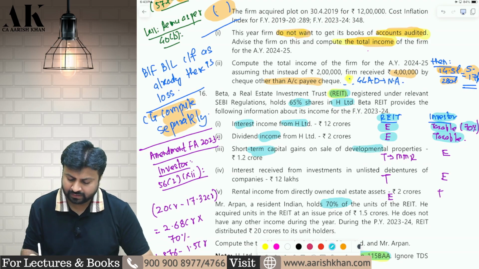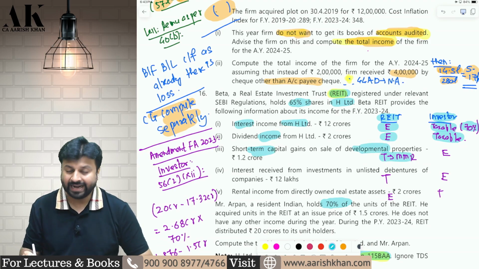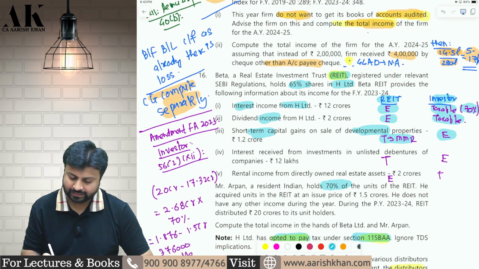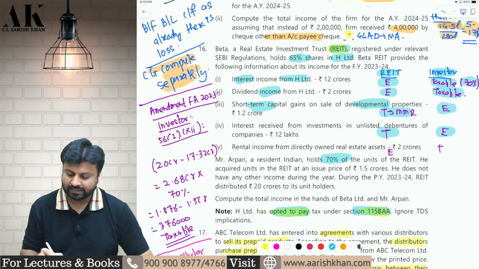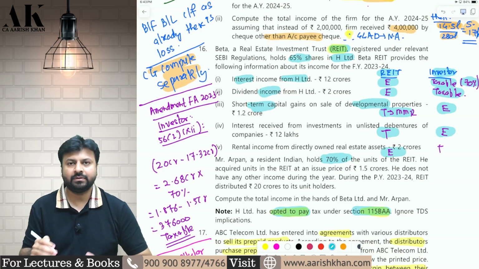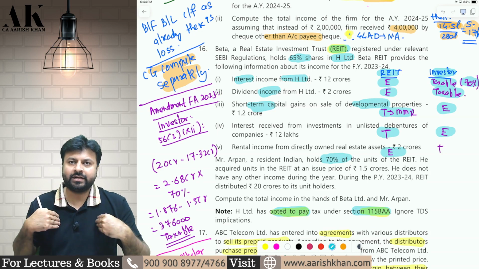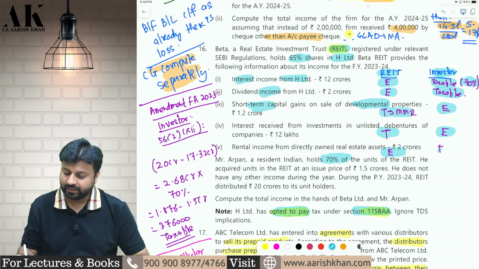Short-term capital gains on development property, REIT will pay tax at MMR, maximum marginal rate, investor is not liable to pay tax. Interest income from unlisted debentures, REIT will pay tax again at MMR, investor is not liable to pay tax. And then rental income, REIT is exempt. Whatever rental income REIT earns from direct investments in the property, REIT is exempt, investor is liable for tax. I hope it is clear to all of you.